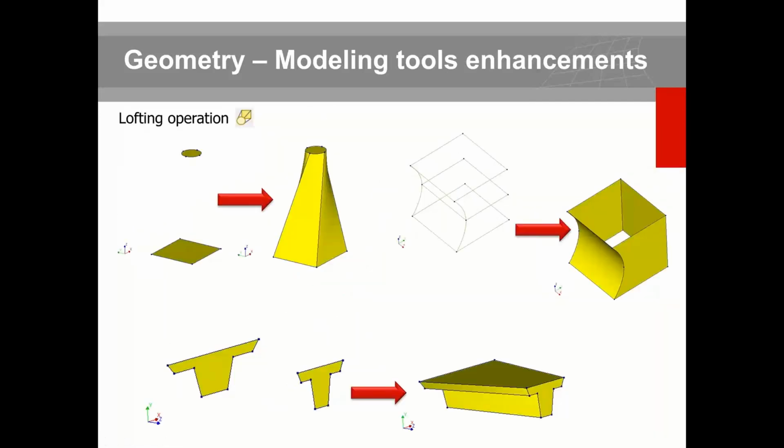You can generate complex geometry with minimum information using smart functions like the lofting operation. This is something I'm going to cover today in the live demo, and based on a dam example, I'm going to show you how to take advantage of this lofting operation.